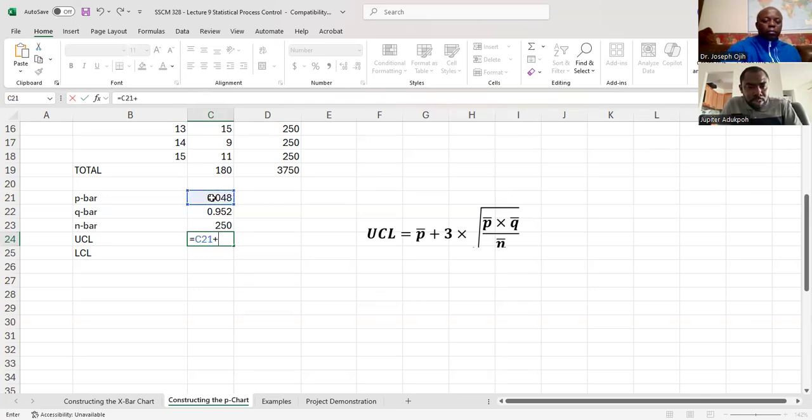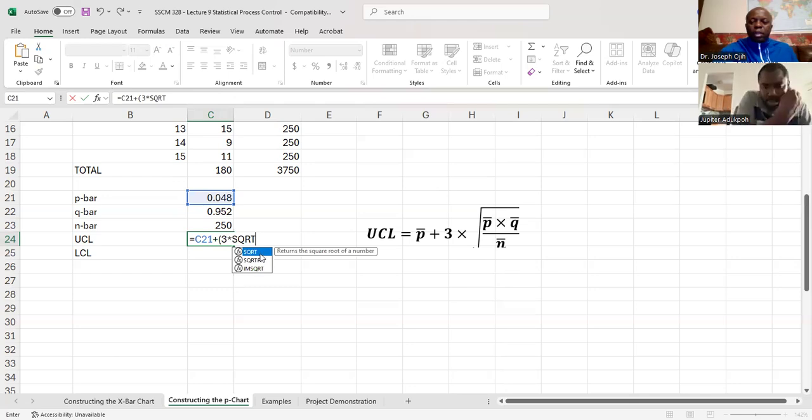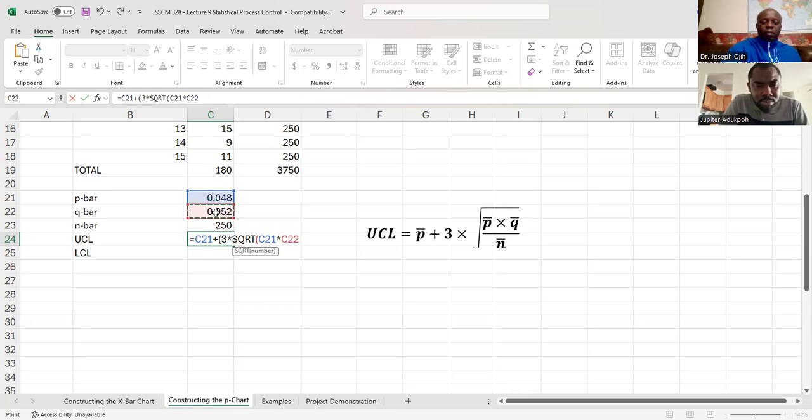Plus 3. Before you put the 3, put the parentheses so that this can follow the order of operations. Type 3, then times square root. For square root, type in SQRT. That's just like Excel, right? Double click on it. P bar is right here. Click on that. Times Q bar, click on it. Divided by N bar, which is right here.